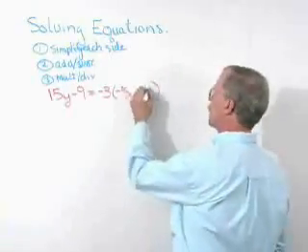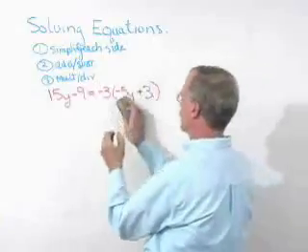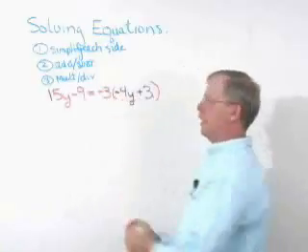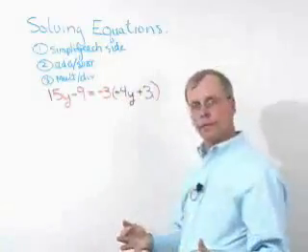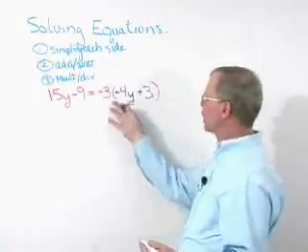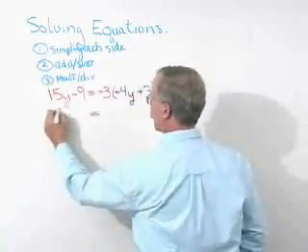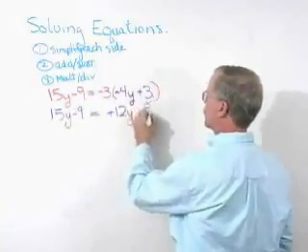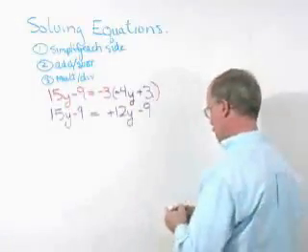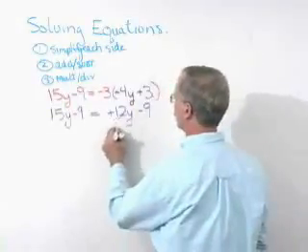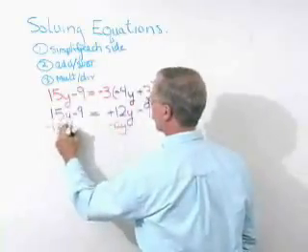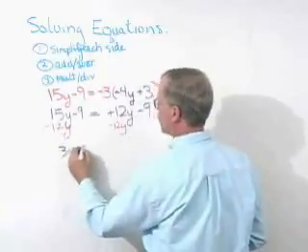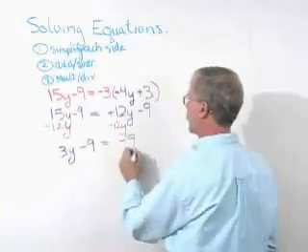Let's put the 3 back in, and let's change this to negative 4y. Okay? Once again, we'll proceed as before. We want to simplify both sides. We have to remove these parentheses. We'll have 15y minus 9 equals 12y minus 9. Let's subtract 12y from both sides. And we would have 3y minus 9 equals negative 9.